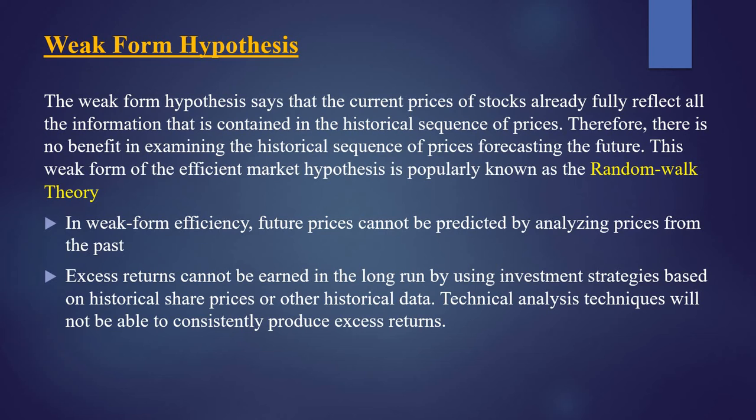Okay, so in simple words, what do we call random walk theory? In the weak form of efficiency, future prices cannot be predicted with the help of past data. Okay, future prices are going to come as per randomness and the information available at that present moment. With past data we cannot predict the future. So this is what the weak form of hypothesis is, and this is also known as random walk theory.